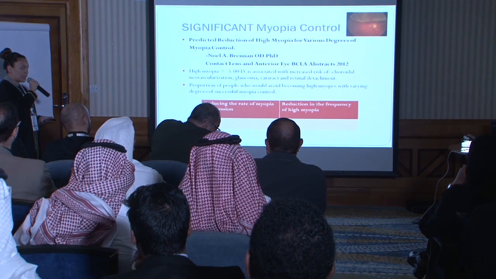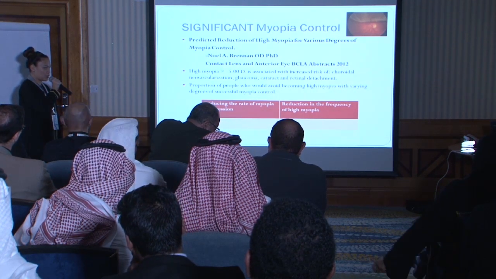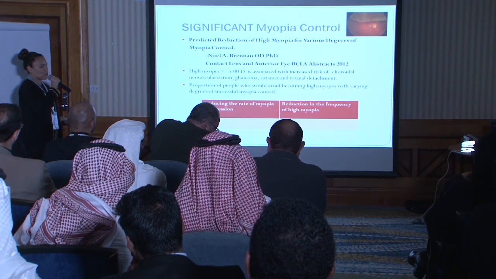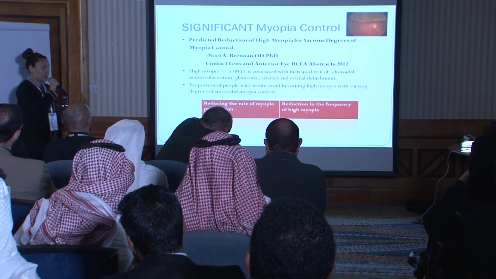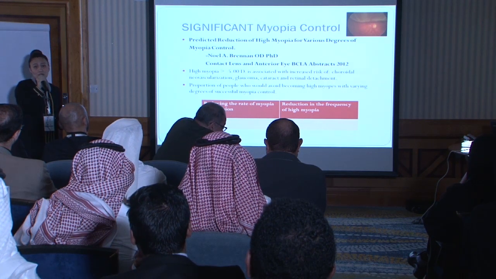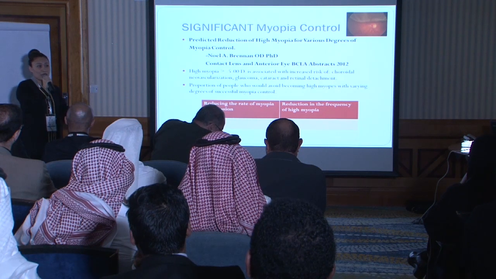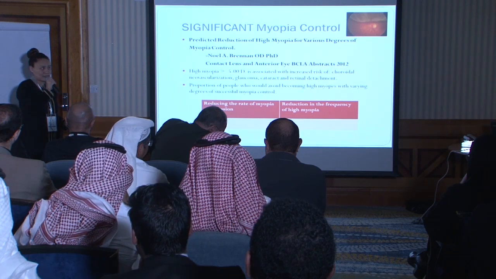But if we were able to control the progression of myopia, or reduce the rate of progression of myopia by 50%, we will be able to reduce the frequency of high myopia and the risk that encompasses it by 90%. That's why the soldiers of myopia always want to reach 50% and up for the modalities.